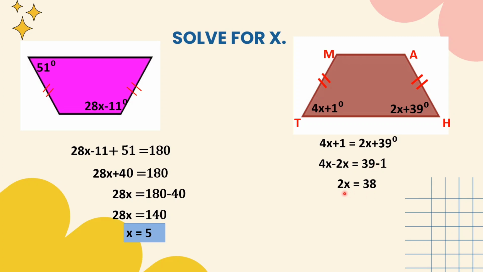So we have now the equation 2x equals 38. Then let us divide both sides of the equation by the numerical coefficient of x, which is 2. So 2x divided by 2 and then 38 divided by 2. So the value of our x now is equal to 19 because 38 divided by 2 is 19.